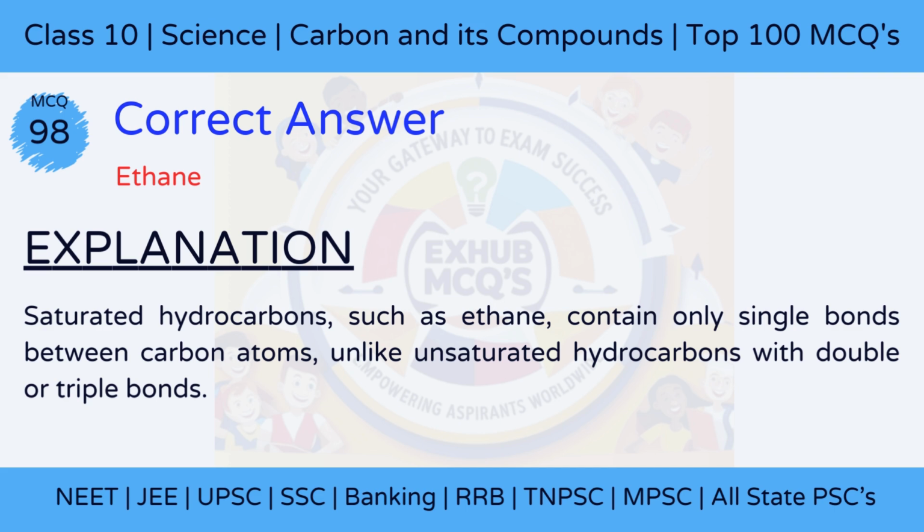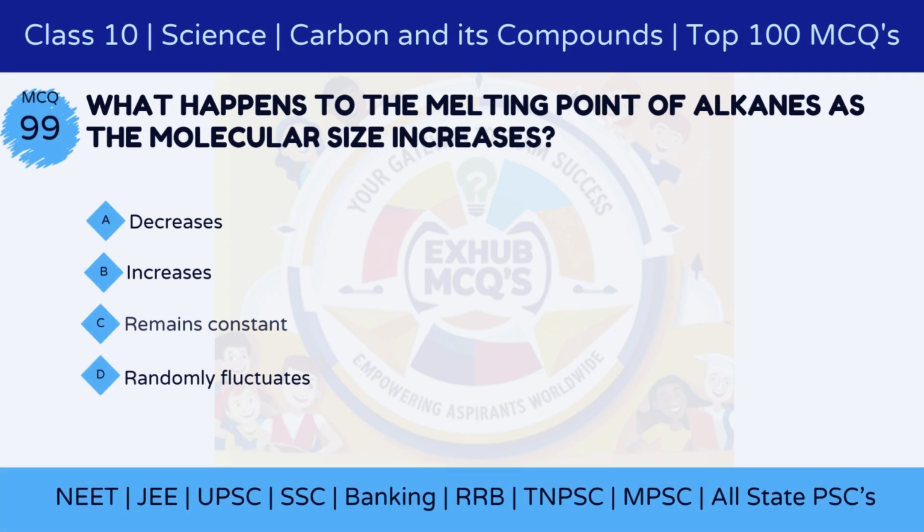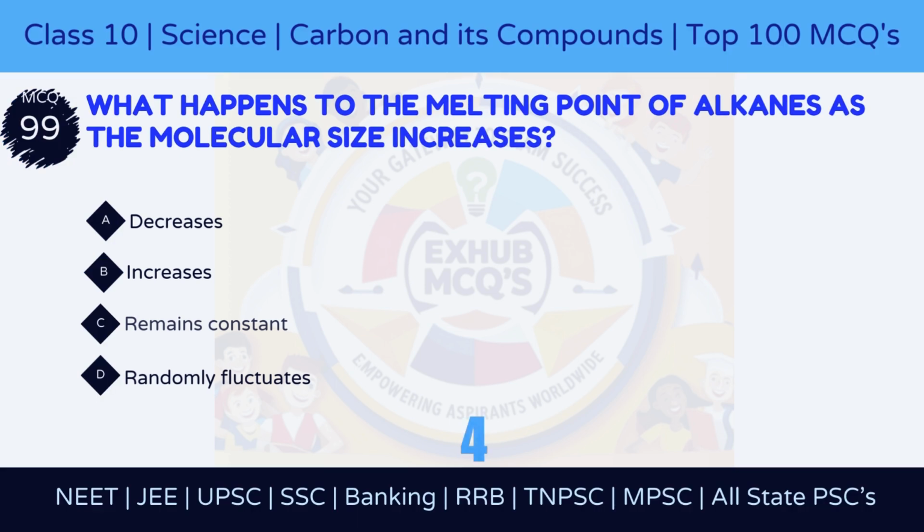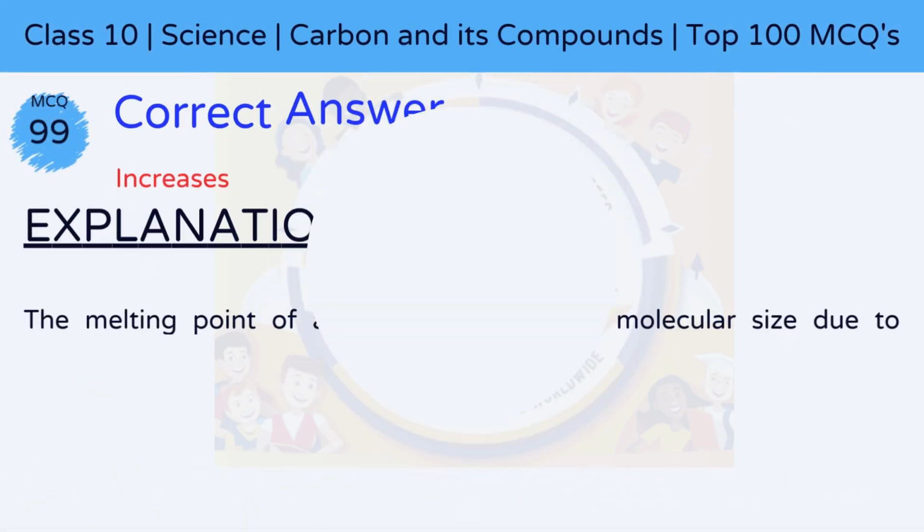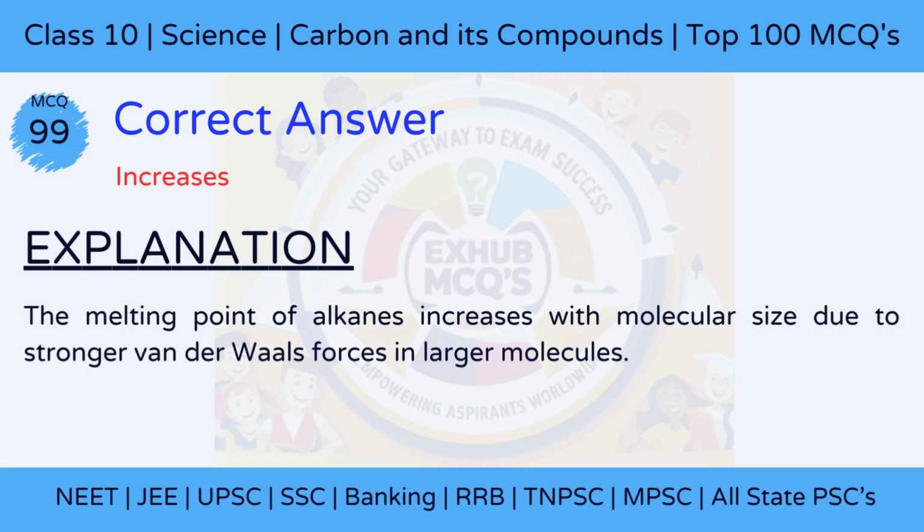MCQ 99. What happens to the melting point of alkanes as the molecular size increases? Option A, decreases. Option B, increases. Option C, remains constant. Option D, randomly fluctuates. The correct answer is option B, increases. Explanation. The melting point of alkanes increases with molecular size because larger molecules have stronger van der Waals forces requiring more energy to break their bonds.